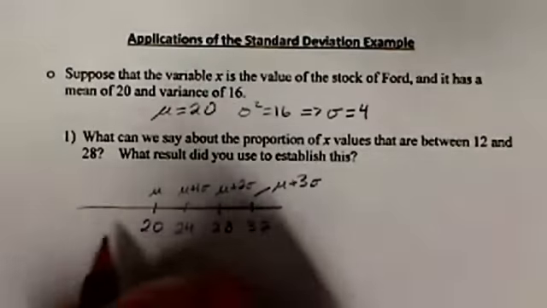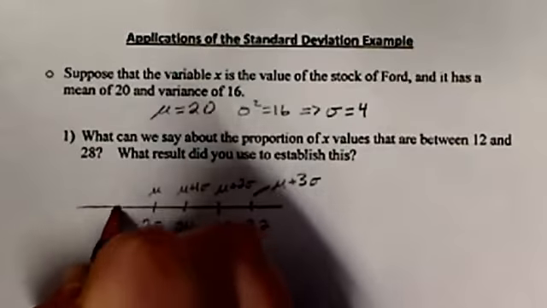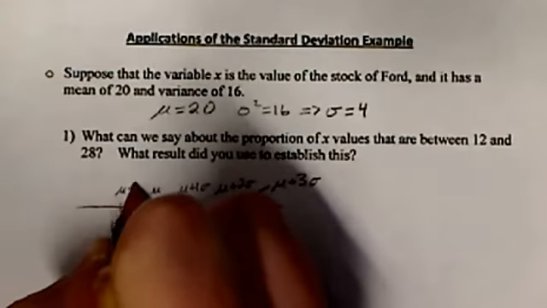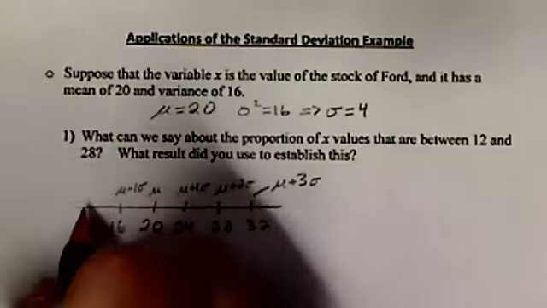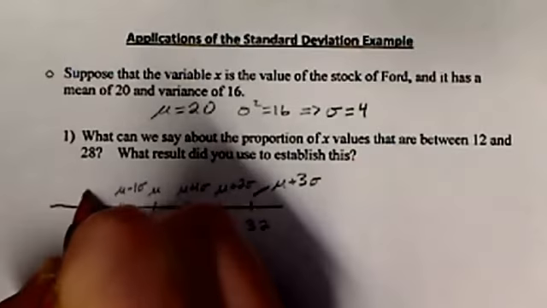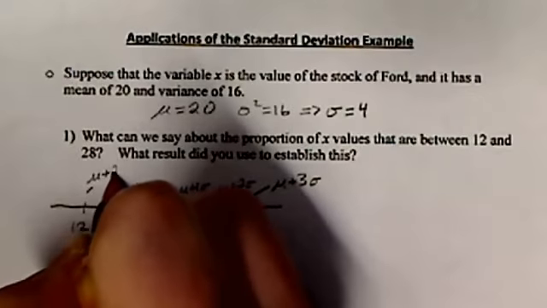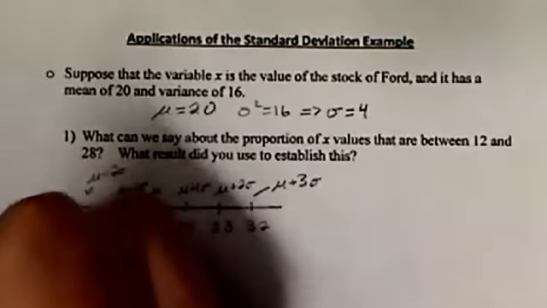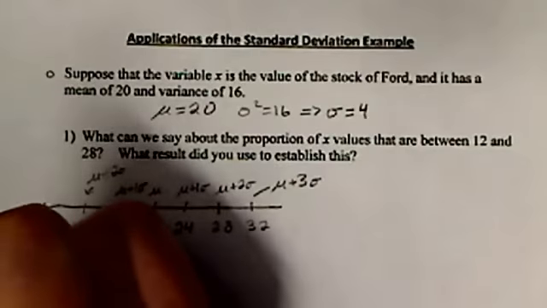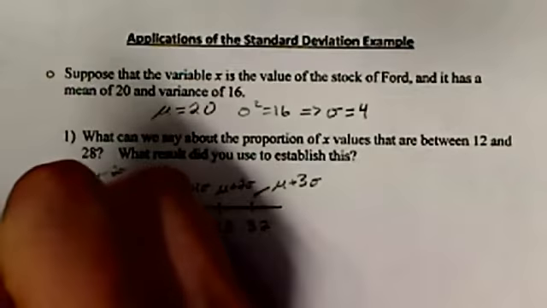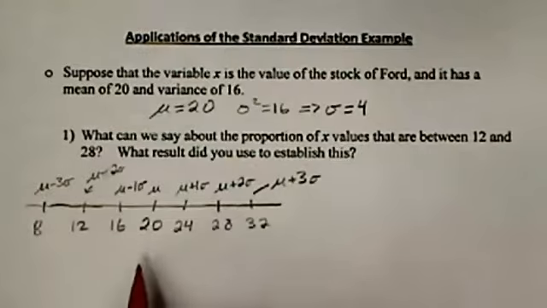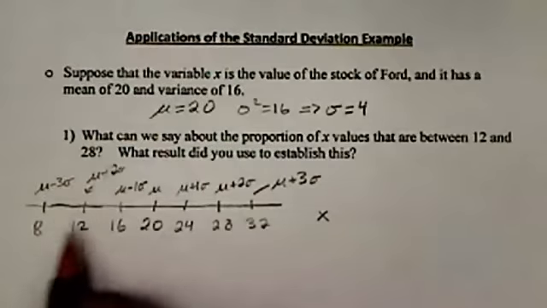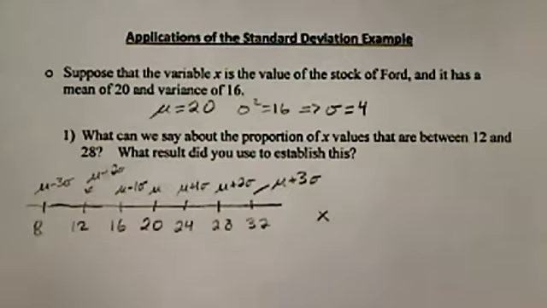I'm going to do a similar thing to the left of the mean. One standard deviation to the left of mu would be 16. So here I'd have mu minus 1 sigma. And another standard deviation to the left would be 12. This would be mu minus 2 sigma. And then over here, down to 8, that's another standard deviation, mu minus 3 sigma. So I hope you have a sense of what's going on here. I've partitioned the values of x on this number line according to the standard deviations away from the mean.